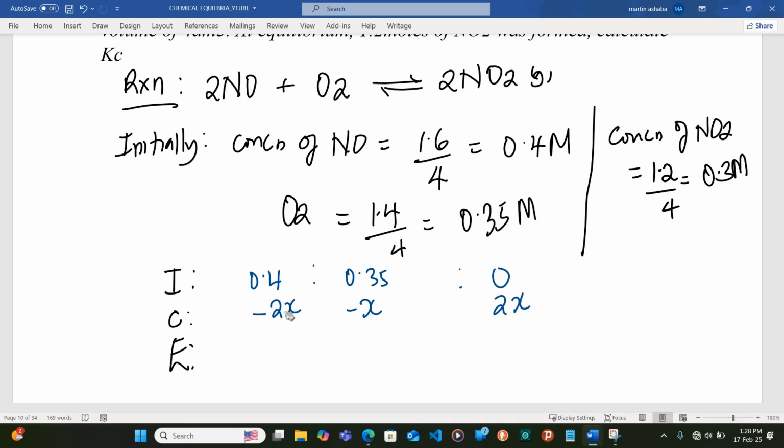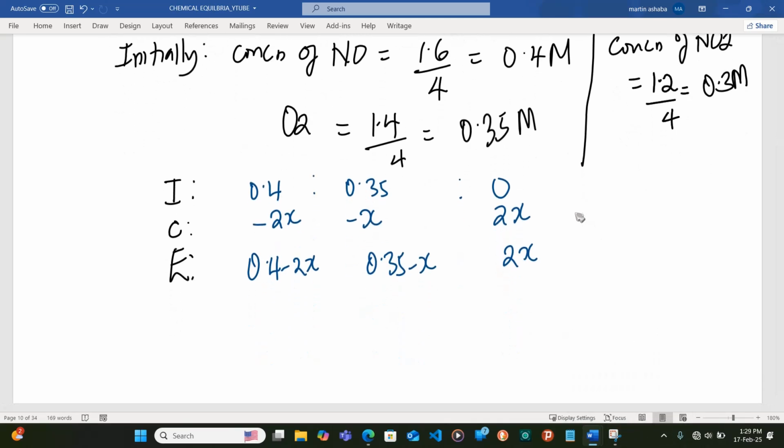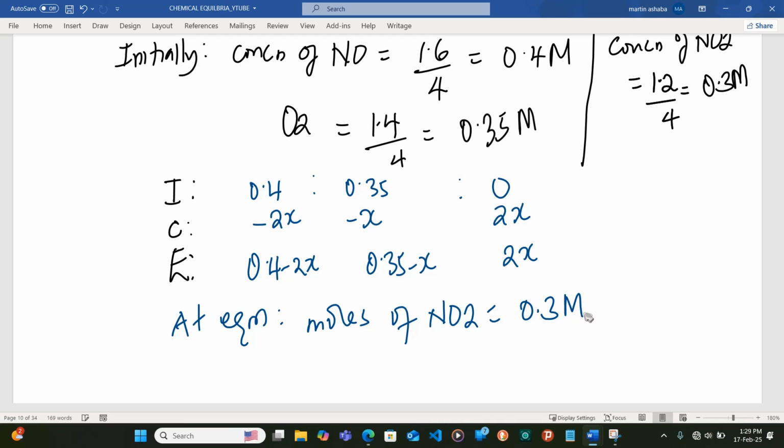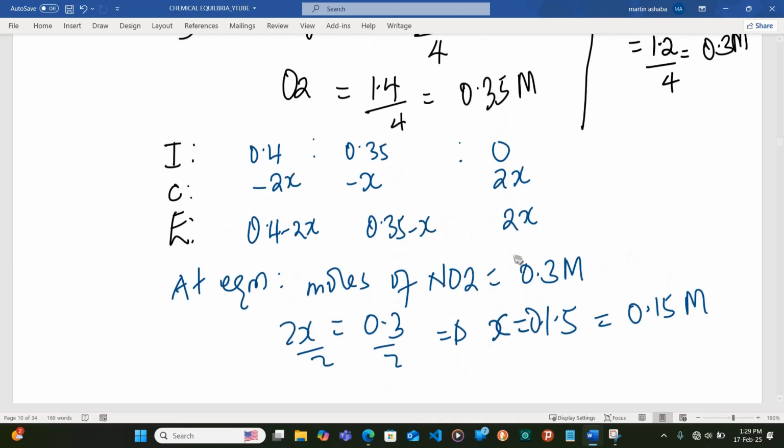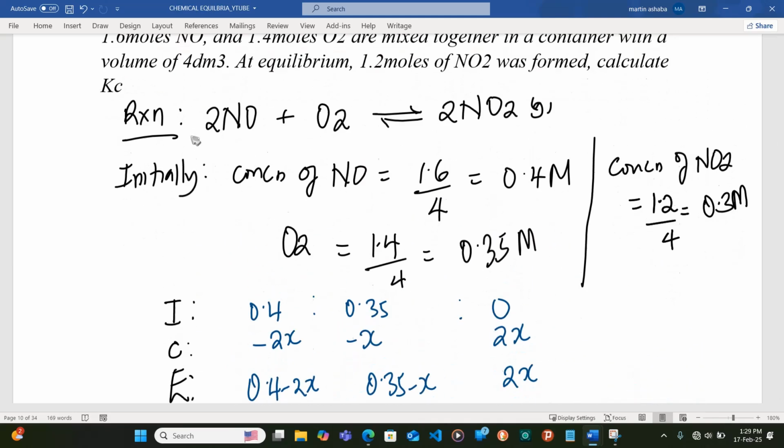So what is going to be the concentration at equilibrium? This is going to be 0.4 minus 2x, and this is going to be 0.35 minus x, and this is going to be 2x. But we are provided that at equilibrium, the concentration of nitrogen dioxide is equal to 0.3 M, meaning that 2x is equal to 0.3. So divide by 2, we shall find that x is equal to 0.15.